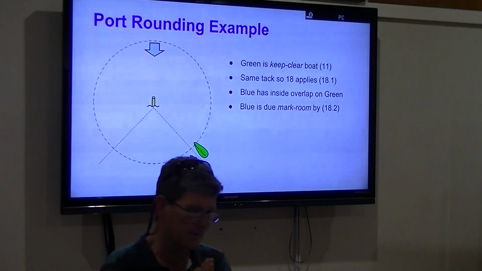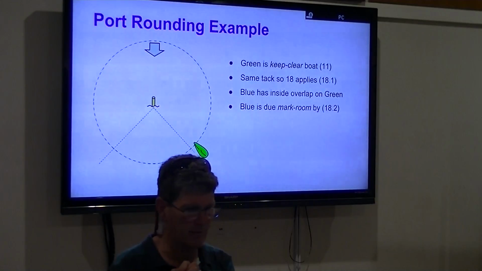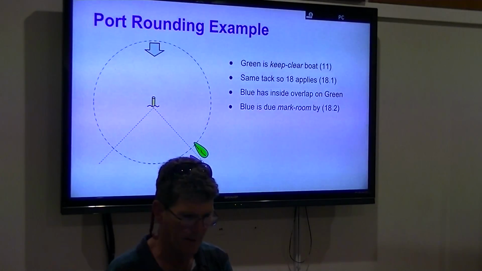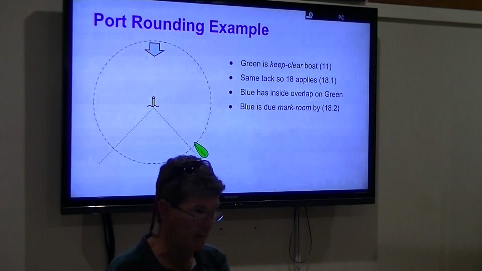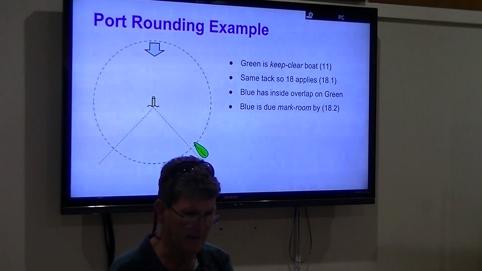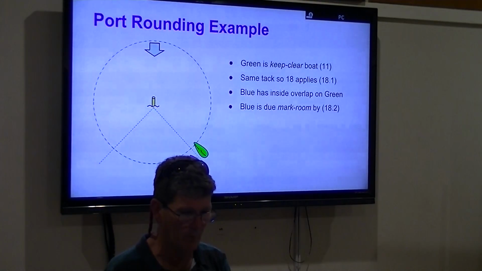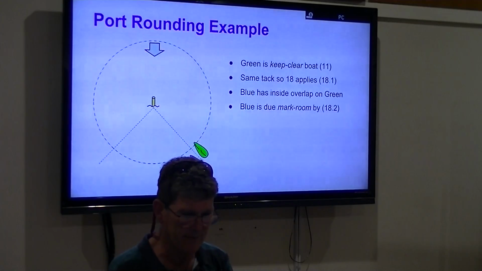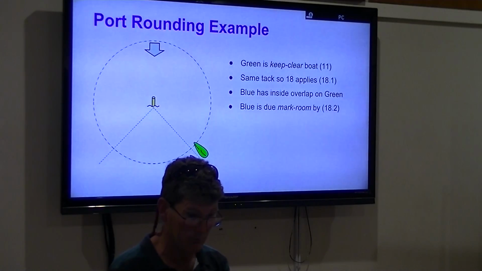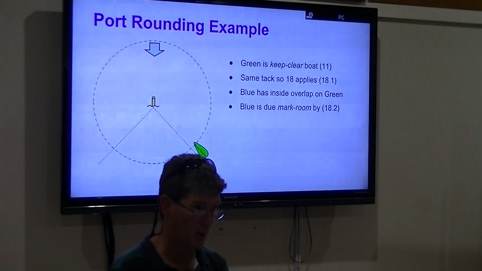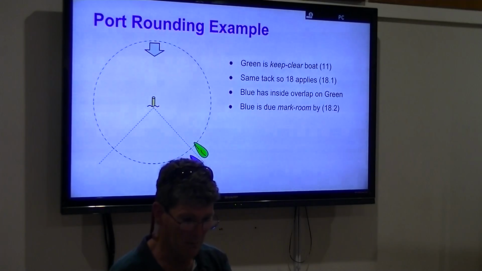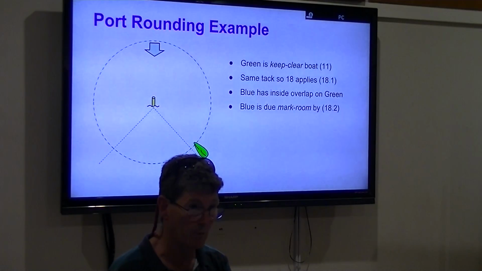A couple of examples. 2 boats here going for a port rounding, I think. Yep, port rounding. Green is the keep clear boat. She's windward. The same tack, 18.1, so the rule applies. Blue has inside overlap on green. Do we agree with that? Green's touched the zone. There's definitely an overlap there. Blue is due mark room by 18.2.